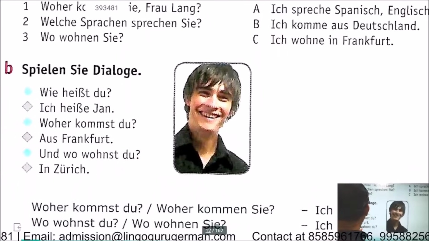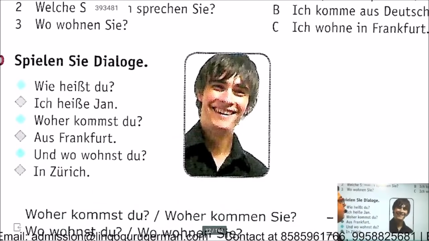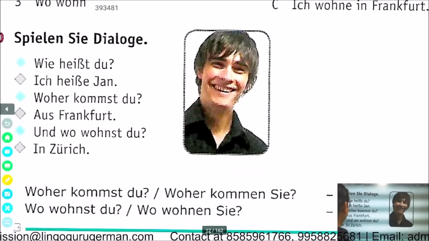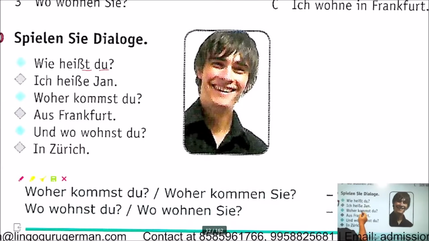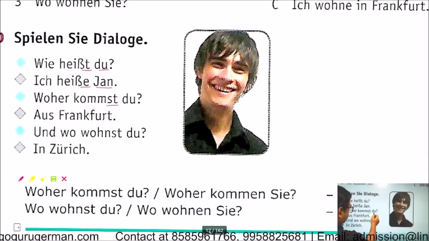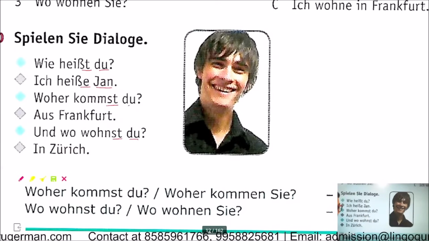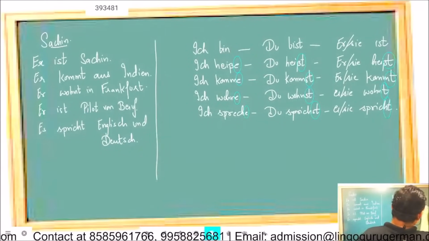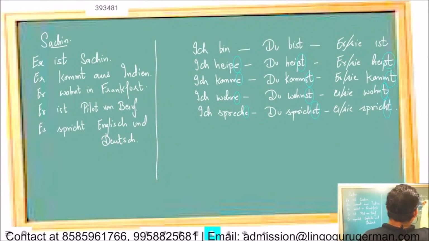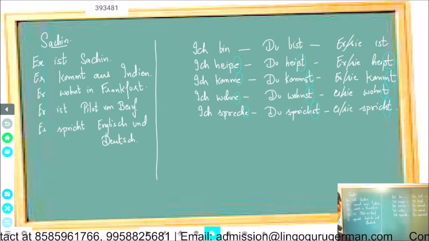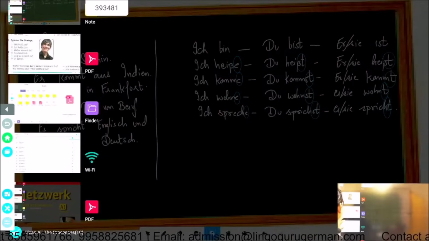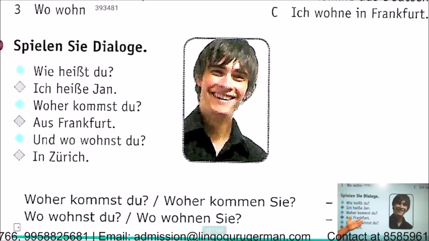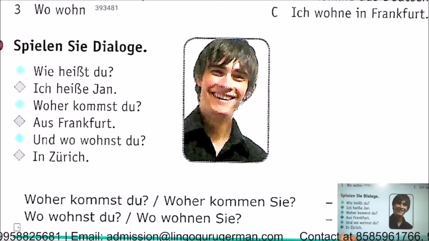Now let's see this guy. Wie heißt du? Here I am informal to this guy. Here it was formal conversation. This one it is casual conversation. So wie heißt du? Ich heiße Jan. Woher kommst du? Wo wohnst du? If you remember, we made a chart. We made a small list. Du kommst, du heißt, du wohnst, du spricht, du bist. S-T-S-T-S-T. That's what we have to follow here. Right? Wie heißt du? Ich heiße Jan. Woher kommst du? Aus Frankfurt. Wo wohnst du? In Zürich.